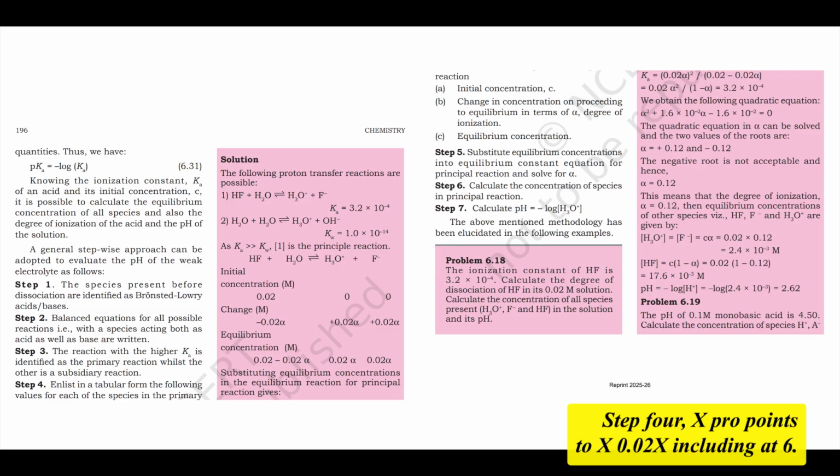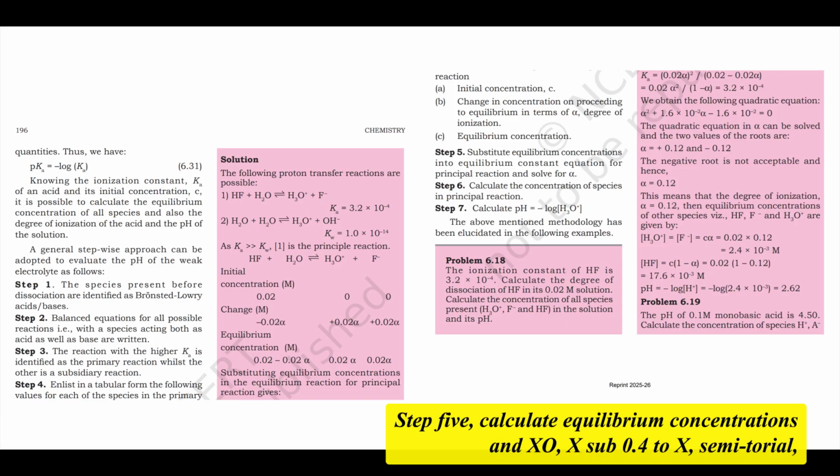Step 4. x² = 3.2 × 10^-4 (0.02 − x) = 6.4 × 10^-6 − 3.2 × 10^-4 x. Rearranging: x² + 3.2 × 10^-4 x − 6.4 × 10^-6 = 0. Using the quadratic formula, x = (−b ± √(b² − 4ac)) / 2a, where a = 1, b = 3.2 × 10^-4, c = −6.4 × 10^-6. Solving this gives a positive root for x of about 2.38 × 10^-3. The negative root is discarded.